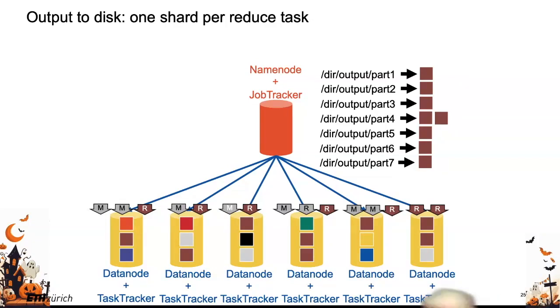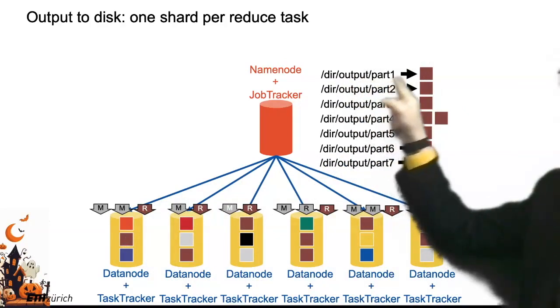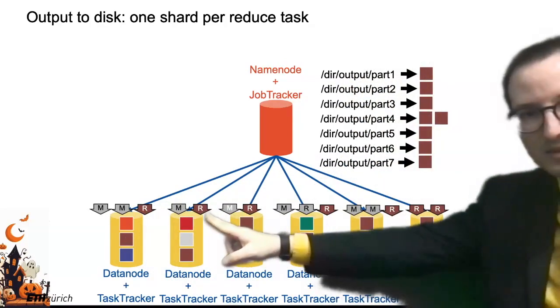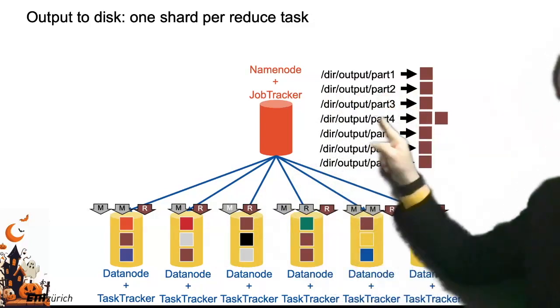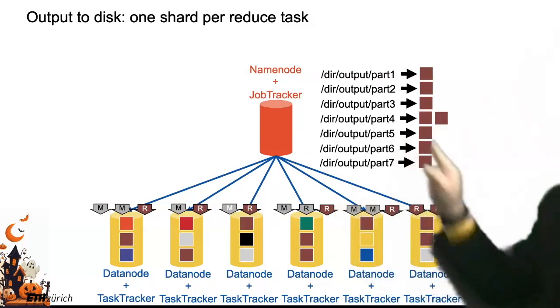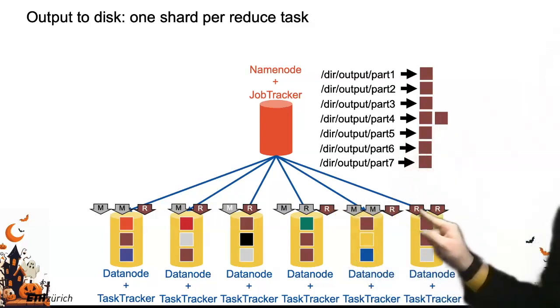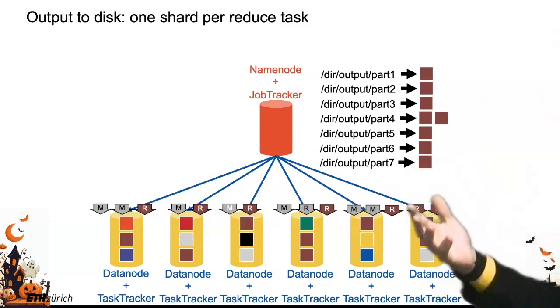So maybe this reducer right here outputs part 1 to HDFS. This reducer here outputs part 2 and part 3. This one outputs part 4. It had a bit more. This one outputs part 5. This one outputs part 6, and this one outputs part 7. Right. So they all write to HDFS in parallel.